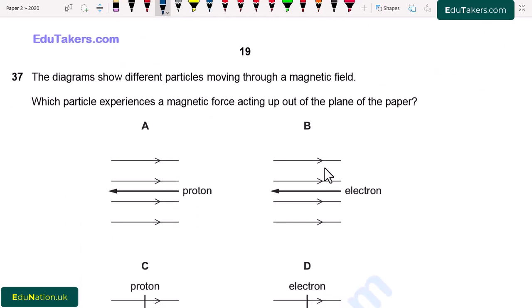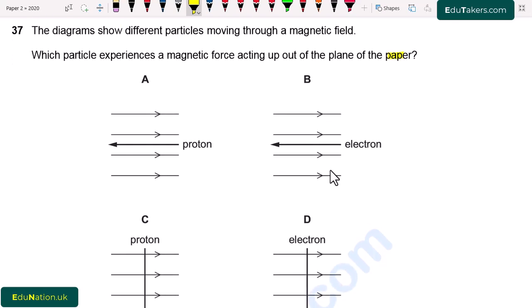Question number 37. The diagram shows different particles moving through a magnetic field. Which particle experiences a magnetic force acting up out of the plane of the paper? First of all, 4 diagrams are shown. In the first diagram, it is given that the proton is moving from right to left while the magnetic field is from left to right. So both of these are antiparallel.